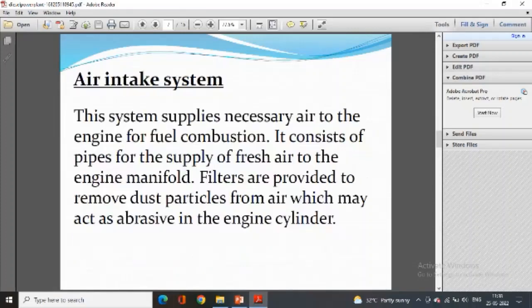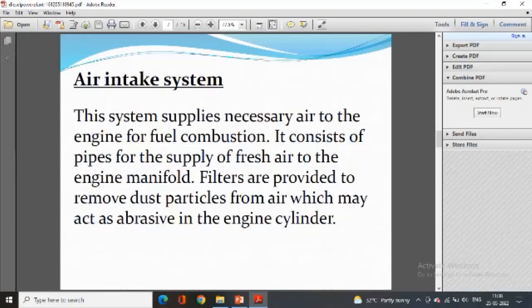Next, air intake system. This system supplies necessary air to the engine for fuel combustion. As we know, for proper combustion of the fuel, we need the air supply also. The fuel air ratio is 1:20, or we can say air fuel ratio is 20:1, or it is changed as per requirement.